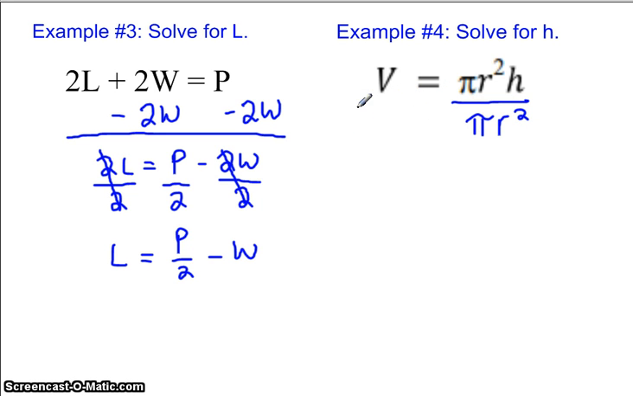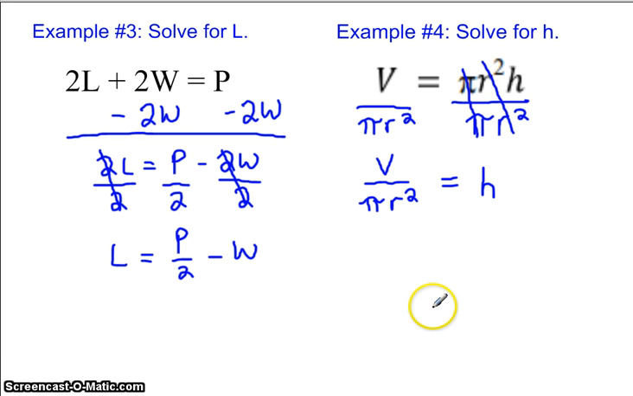Whatever I do to one side, I got to do to the other. Pi's cancel out. The r squareds cancel out, leaving me with just the h on the right. We have no like terms, nothing that can cancel, so this is it. It's just v divided by pi r squared. And that's your answer. So it's actually least number of steps out of all of them.